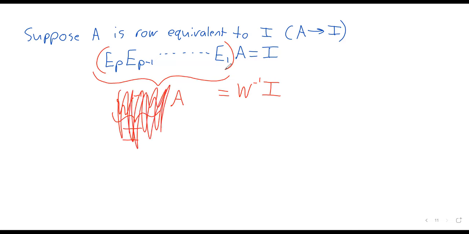Multiplying by I doesn't do anything. We can just ignore that. And we get that A equals W inverse times I. W inverse, what is the inverse of this thing? Well, I've said that the inverse of a product is the product of the inverses, but in reverse order. So A equals E1 inverse, E2 inverse, up to EP inverse times I.